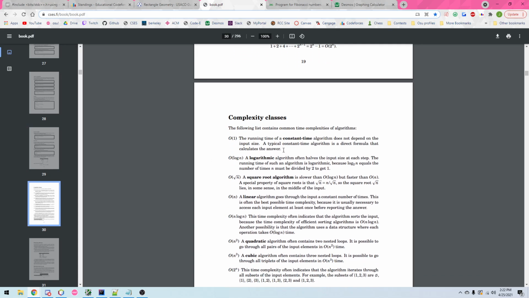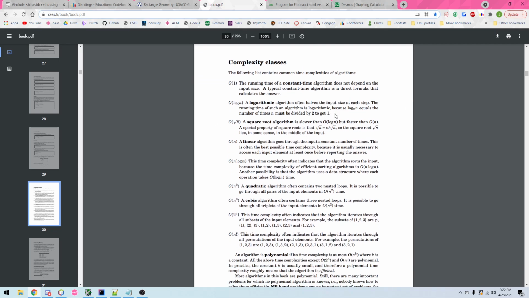So O of 1 is basically constant time. It doesn't depend on the input size. You can just directly calculate it. An example would be if they give you variables and you plug straight into a math formula. That would usually be O of 1, because you just plug the variables into the math formula and it calculates it.